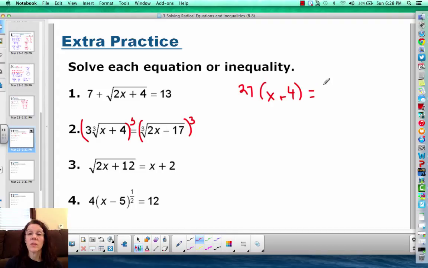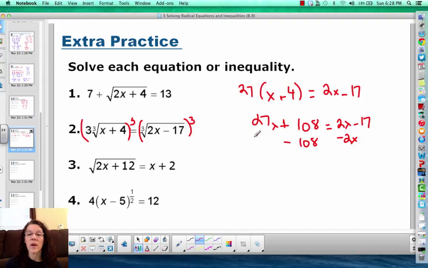Cubing this side gets rid of that radical as well, and so we end up with 2x minus 17. We have to distribute that 27 through. So that becomes 27x plus 27 times 4. That would be 108 equals 2x minus 17. I'm going to subtract the 2x from this side and subtract the 108 from this side.